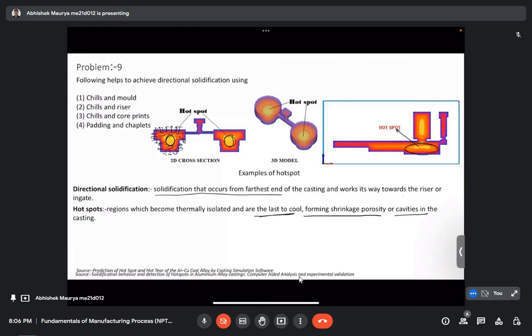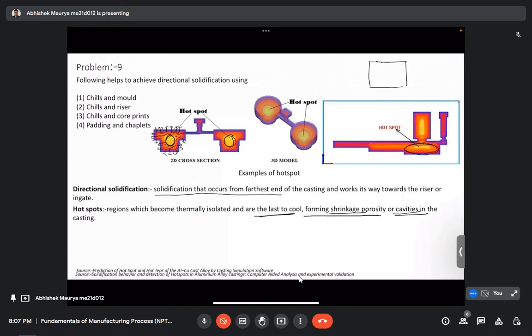Now we try to address the issue of the hot spot, or the problems which can happen because of not taking care of the hot spot location in the casting. Those are shrinkage, porosity, or cavity. Why will this happen? I will show it by an example.